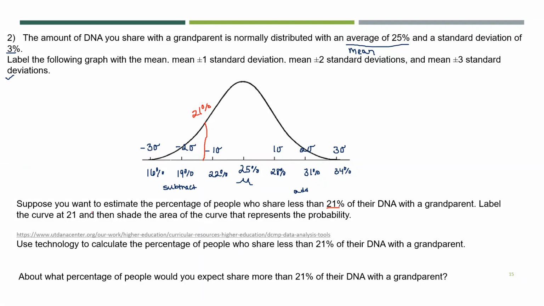And I don't think I read this well, but if I go back, it's who share less than 21%. So less than 21 would be things like 19 and 16%. So I want to shade down here where those percentages are less than 21. So it is asking me then to use technology to calculate this percentage. So let me bring in my technology.